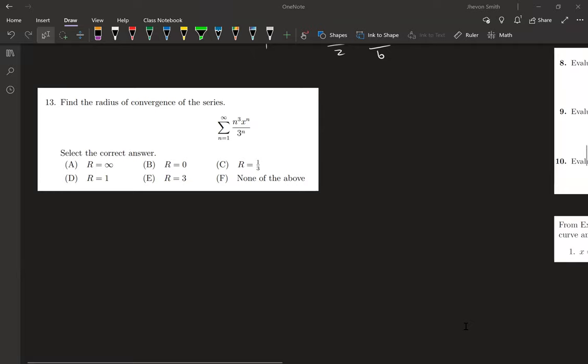So let's see what we have here. We have 78% with E. We have 11% with D, 11% with C. How do we do this? Remember, when we want to find radius of convergence or interval of convergence, we always use the ratio test. So we're going to look at the limit of a_(n+1) over a_n. That's going to look like (n+1)^3 x^(n+1) over 3^(n+1) multiplied by the reciprocal.